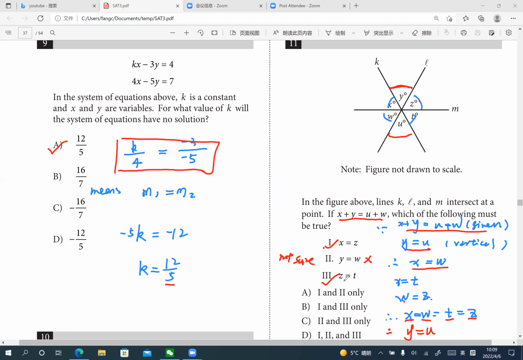The third conclusion, z equals t. And z and t are blue angles. We already proved they are equal. So the first one and the third one are correct, and the second one, we are not sure. So question 11, we should choose option B.